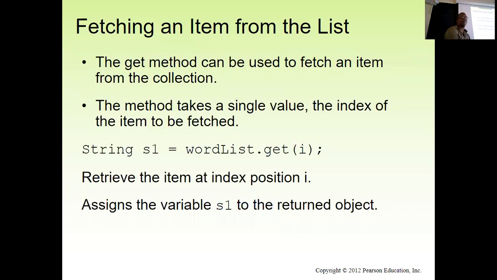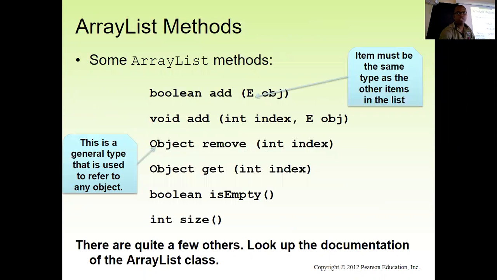Now, getting an item from an ArrayList, we use the get method, as you would see here, and then we specify the index of the item that we want to get. It will return whatever is at index i here, and that, as we have here, is put into a String object called s1. And of course, if you read the API documentation, you will realize that there are a lot more methods that are part of the ArrayList class that you can use. And here are a few of them.